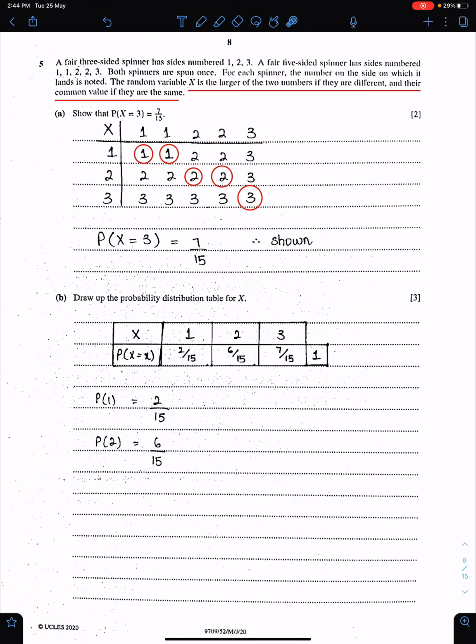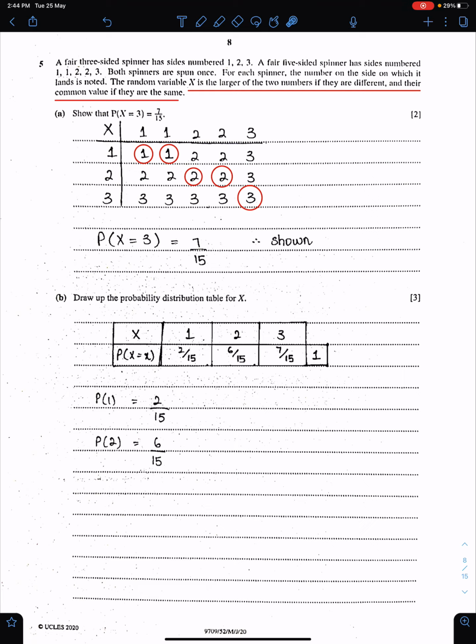Question number 5. A fair three-sided spinner has sides 1 to 3. A fair five-sided spinner has sides numbered 1, 1, 2, 2, 3. Both spinners are spun once. For each spinner, the number on the side on which it lands is noted. The random variable x is the larger of the two numbers if they are different, and their common value if they are the same. So there are two conditions.